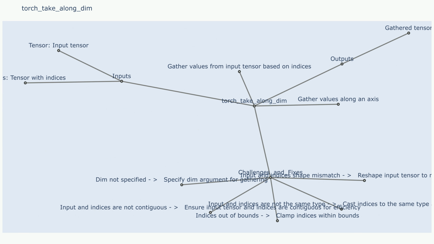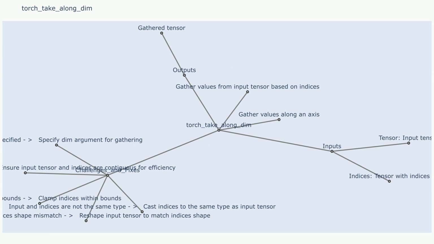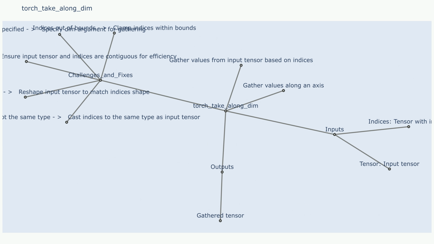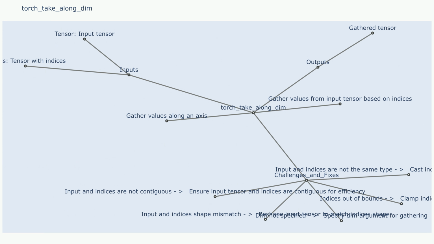Challenge 3. Invalid dim argument. Sample use case: providing a dim argument that is out of range, e.g., negative or larger than the number of dimensions in the input tensor. Fixes: ensure that the dim argument is a valid integer within the range of the input tensor's number of dimensions.